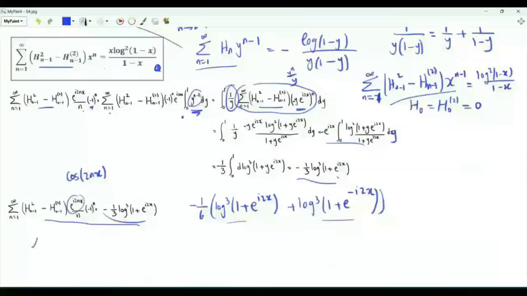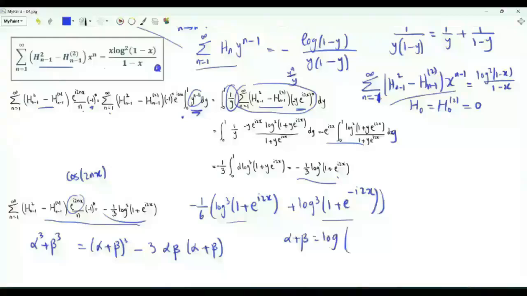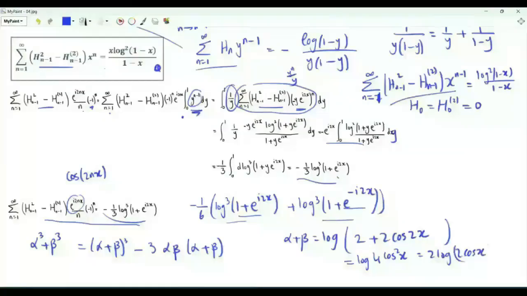If this logarithm is alpha, and that is beta, alpha cubed plus beta cubed is equal to (alpha plus beta) cubed minus 3 alpha beta times (alpha plus beta). Alpha plus beta is the log of the product of these two brackets, which is 2 plus 2 cosine 2x. This is equal to log 4 times the square of cosine x, which is 2 log(2 cosine x). This is alpha plus beta.